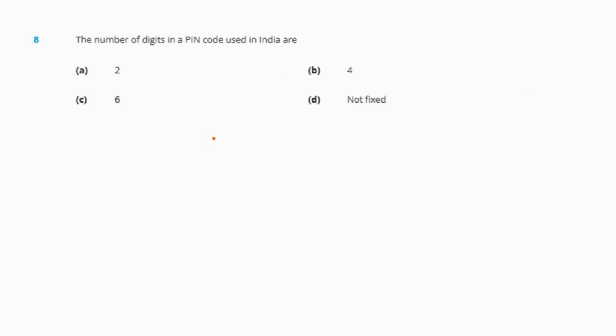Next one. The number of digits in a PIN code used in India are. Yes, so in India, what is the number of digits in a PIN code? So PIN code means what? The full form of PIN code is postal index number. Full form of PIN, that is postal index number.